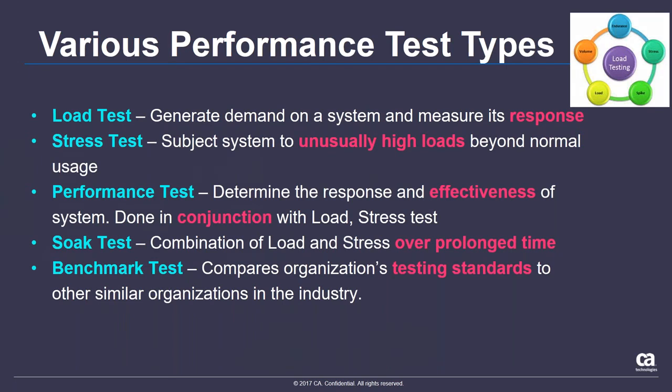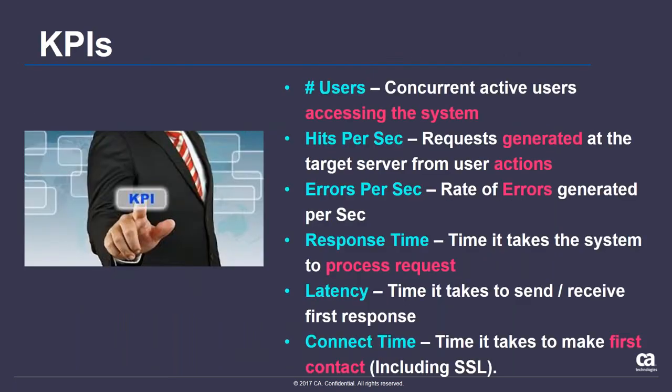So now let's look at it: you have done this test. Now what is it that you're trying to measure against? That's where you have key performance indicators. First and foremost, you would want to see how many active users are logging in, or how many users you need to prepare for, right? This is what we call the concurrent active users that are actually accessing the system.